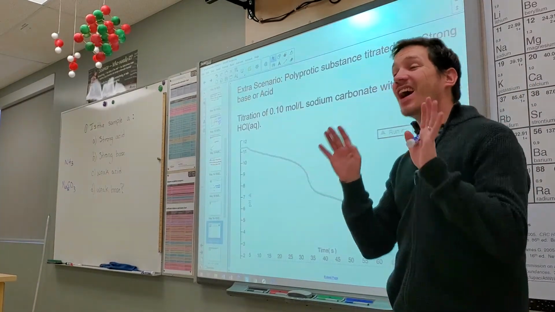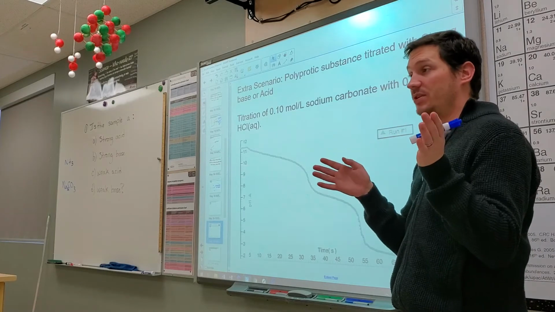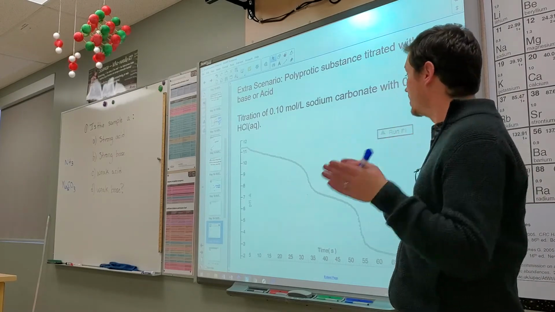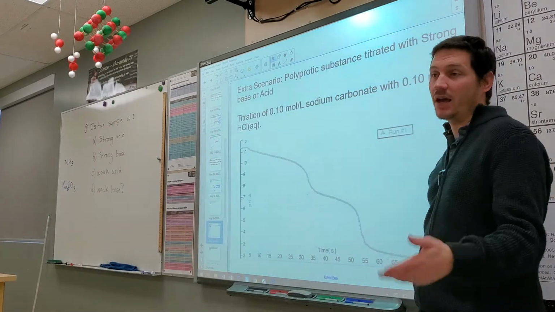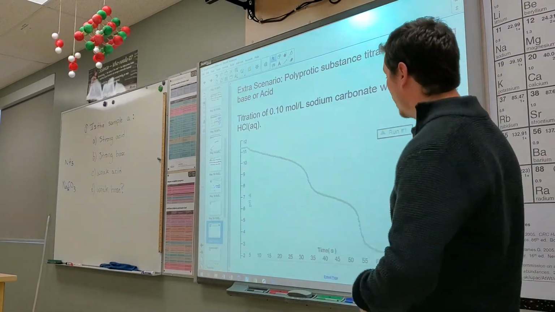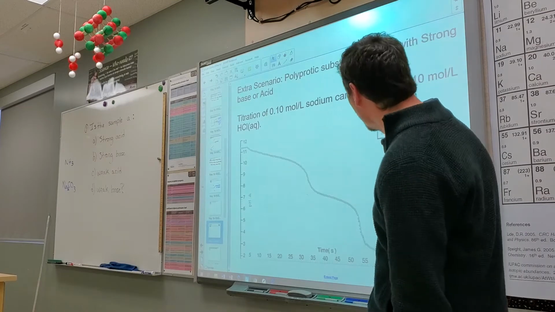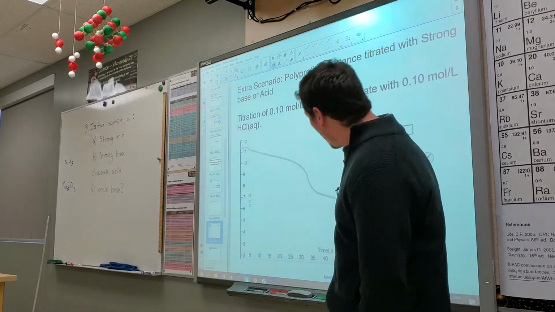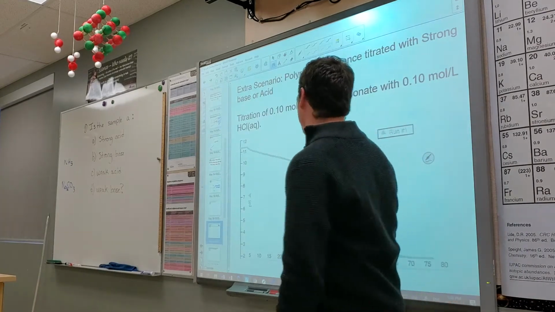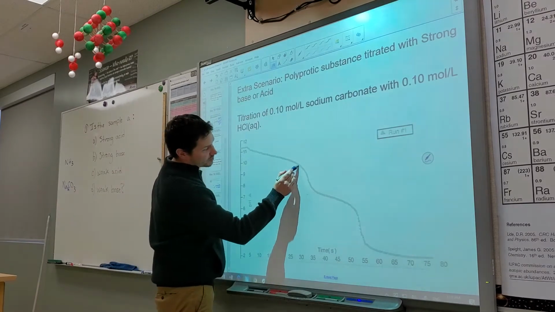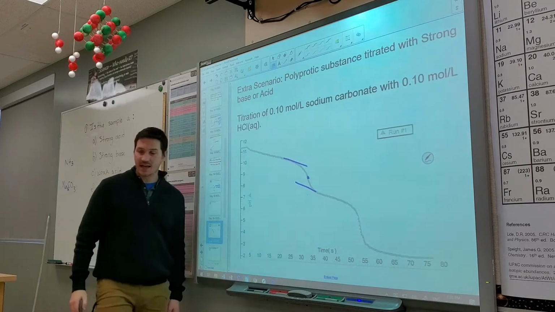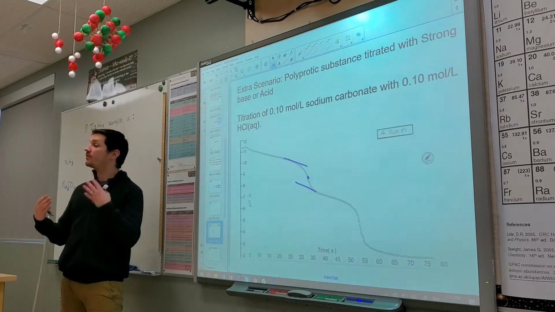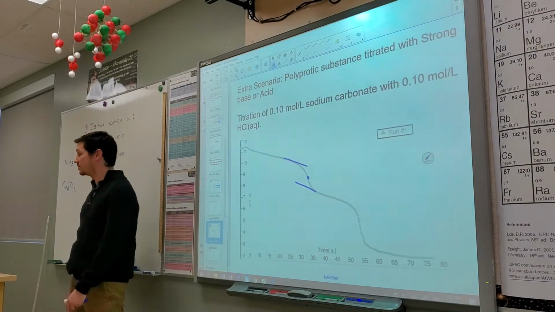Does this kind of look like exactly what we just saw? Yes, it does, okay? So what we did is we titrated sodium carbonate with HCl. That's exactly what we just did with our titration. Now let's take a look at this. About halfway, right? If I went halfway between here and here, seems like that's the equivalence point. What's the pH of the first equivalence point?